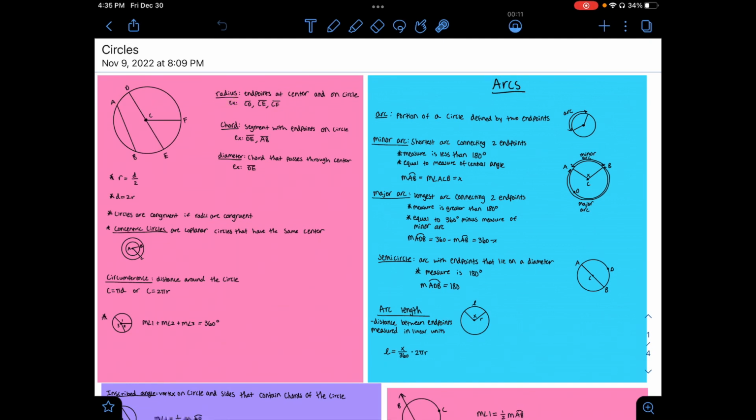So we have the radius, which has an endpoint at the center and an endpoint on the circle. So this right here is our radius, and this would also be a radius. This would be a radius, and like this, any of those would be a radius.